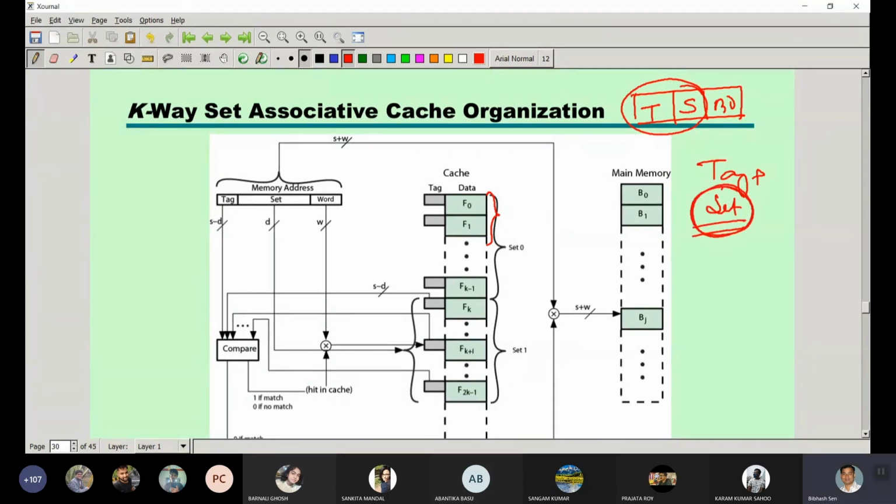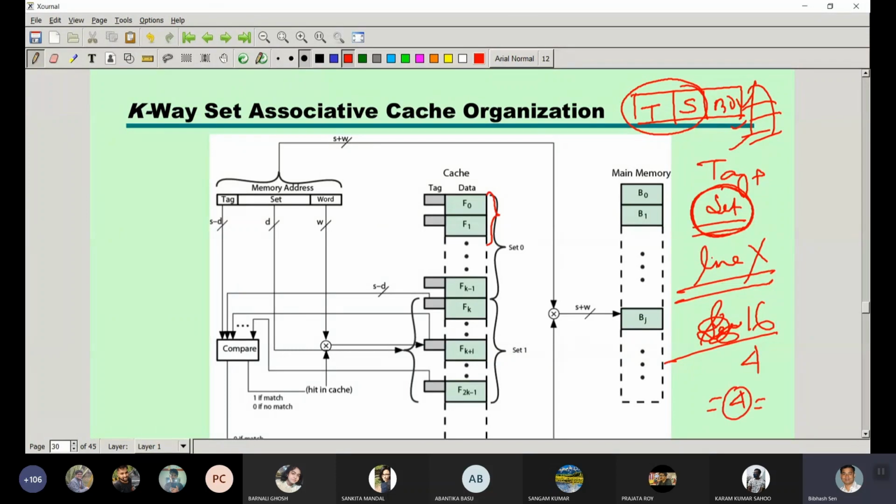But to get the set, it is not directly just the line number, because within the set you have a line that is the total cache line. Suppose I have 16 total cache lines, and if I make 4 sets, so 16 by 4 means 4, which is 2 to the power 2. So 2 bits will be the tag. 2 bits are required to choose any set, and within the set 4 blocks are there.